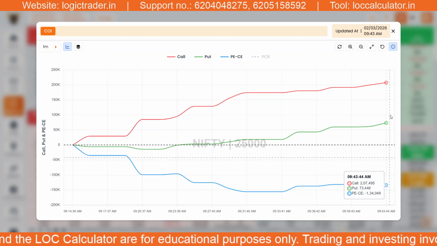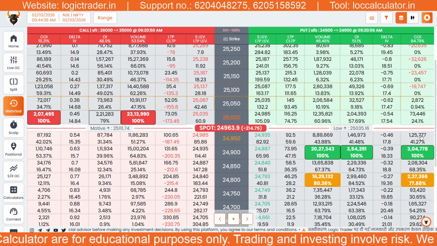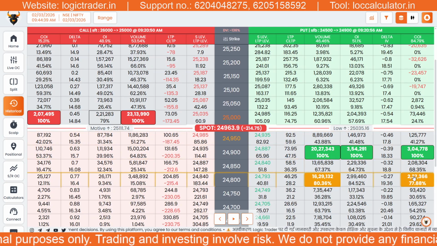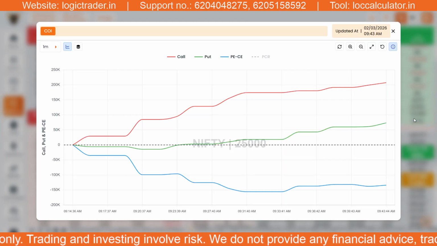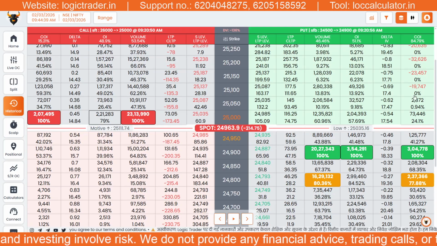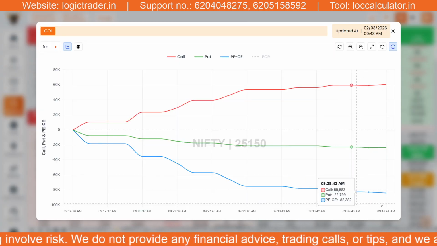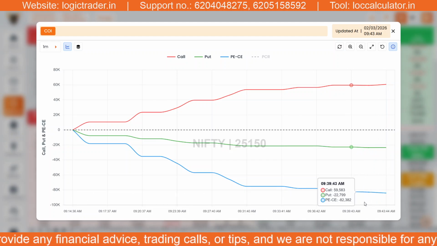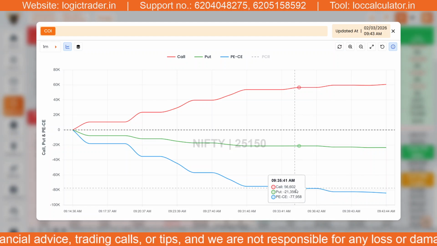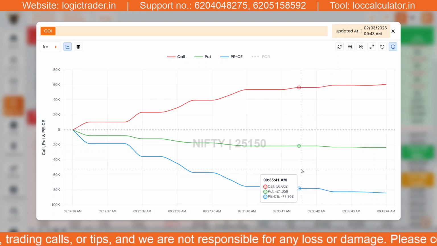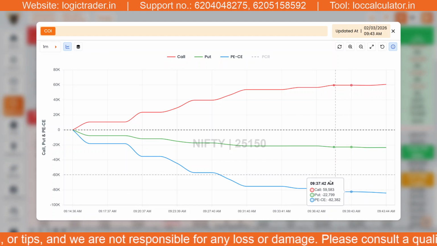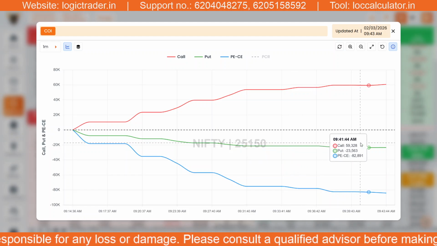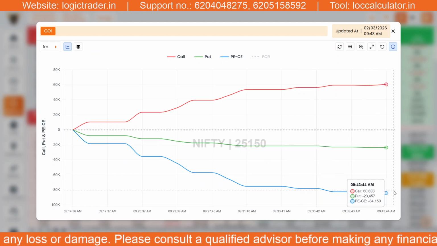All right. On the other hand, if the PE minus CE value is decreasing, it means that call writers are gaining strength compared to put writers. This indicates bearish pressure, and the market is more likely to continue moving downward.